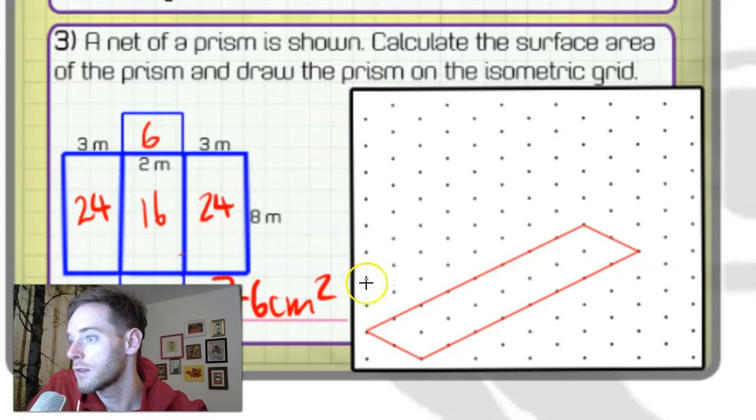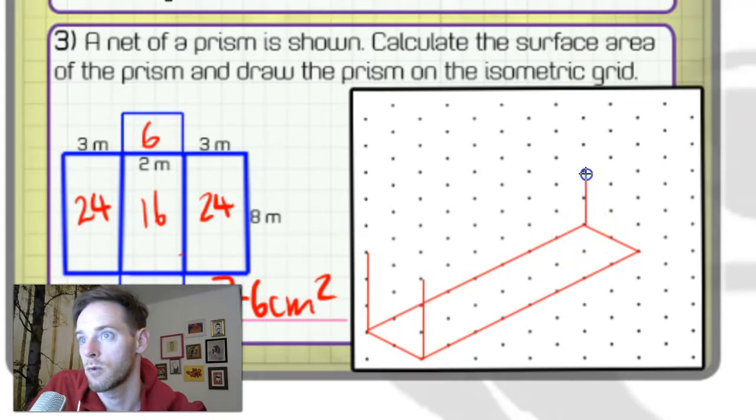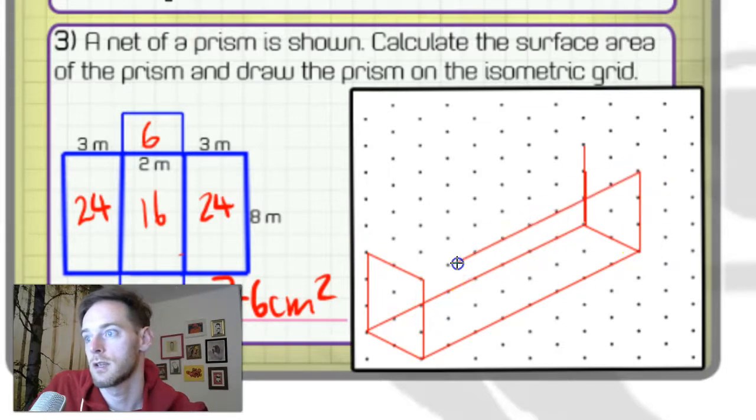Now this is 3 meters high, so we need to go 1, 2, 3 up, 1, 2, 3 up from each one of the corners of the base. 3 up. I only went 2 up there. There we go. So 1, 2, 3, go across like that. We've got the front face of it there. That's going to join to that. That's going to join to that. And that's going to join to that. And there we go. We've got our 3D object drawn beautifully in an isometric grid.